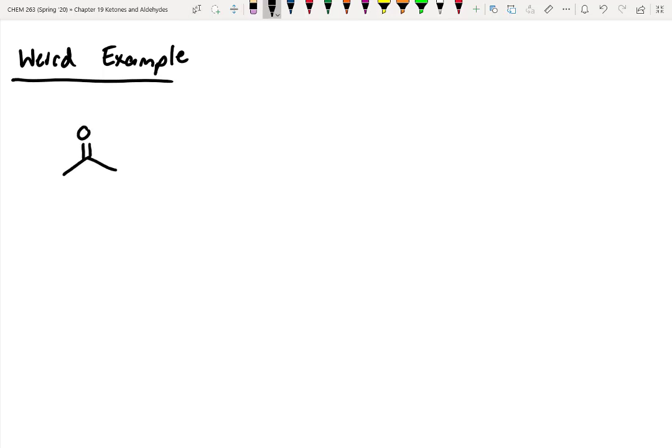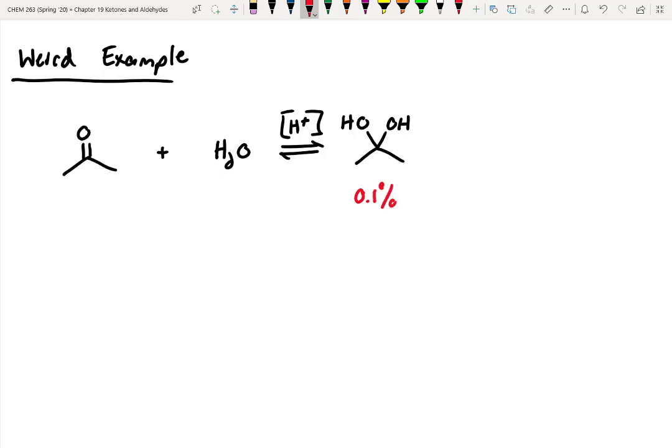And I wanted to go back to this example with a ketone, specifically acetone. I said if you mix acetone and water, and let's say you've got an acid catalyst, just a drop of acid, you might get a little bit of your hydrate. However, when you measure this out, it's still going to be 0.1%, even with that acid catalyst. It's a really, really tiny amount. And like I said, that has to do with the fact that the ketone in acetone is not very electrophilic. So let's take a look at a different example.